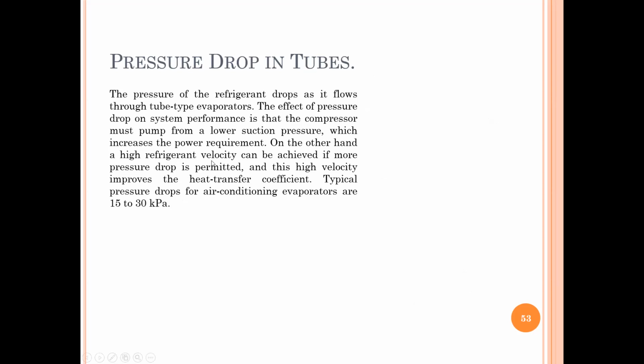Now, pressure drop in tube. The pressure of the refrigerant drops as it flows through a tube type evaporator. The effect of pressure drop on system performance is that the compressor must pump from a lower suction pressure, which increases the power requirement. On the other hand, a high refrigerant capacity can be achieved if more pressure drop is tolerated, and this high velocity improves the heat transfer coefficient. Typical pressure drop for air conditioning evaporators is 15 to 30 kilopascals.